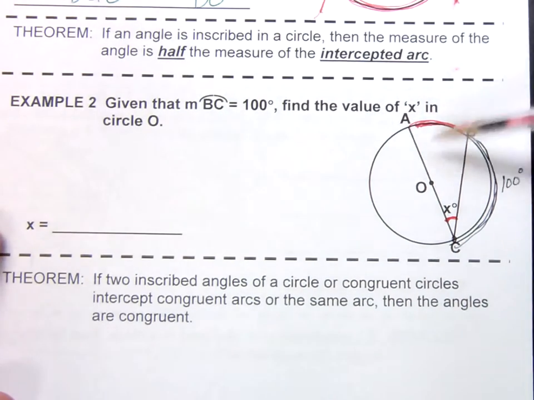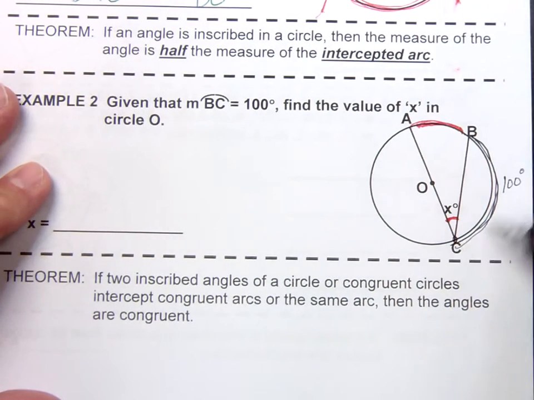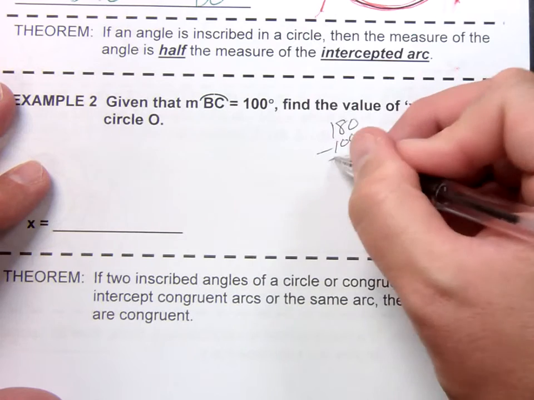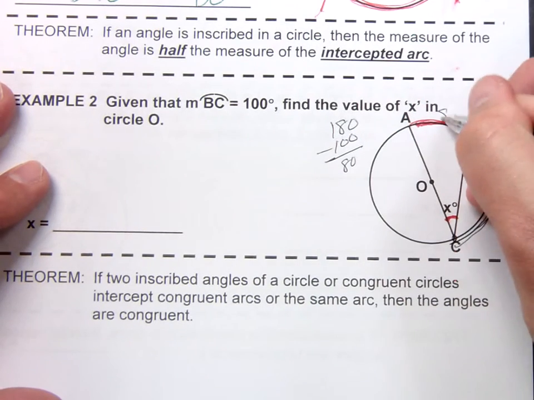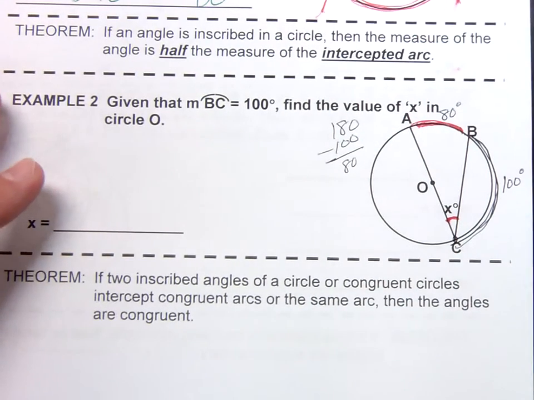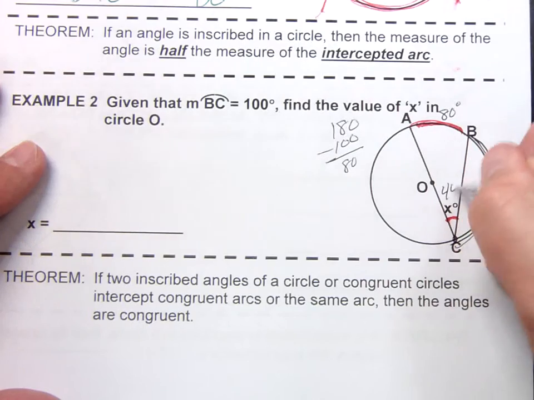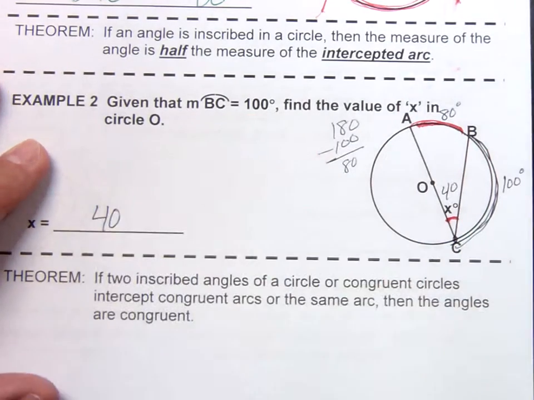Well, line segment AC is a diameter. And remember, a diameter splits the circle into a couple of semicircles. And each semicircle is 180 degrees. So this semicircle has been split into 2 parts, but those parts got to add up to 180. So if this part's 100, then I know that the other part has to be 80 degrees. So if this arc's 80, remember the inscribed angle is always half of that, and half of 80 is 40. So I know that x is 40.